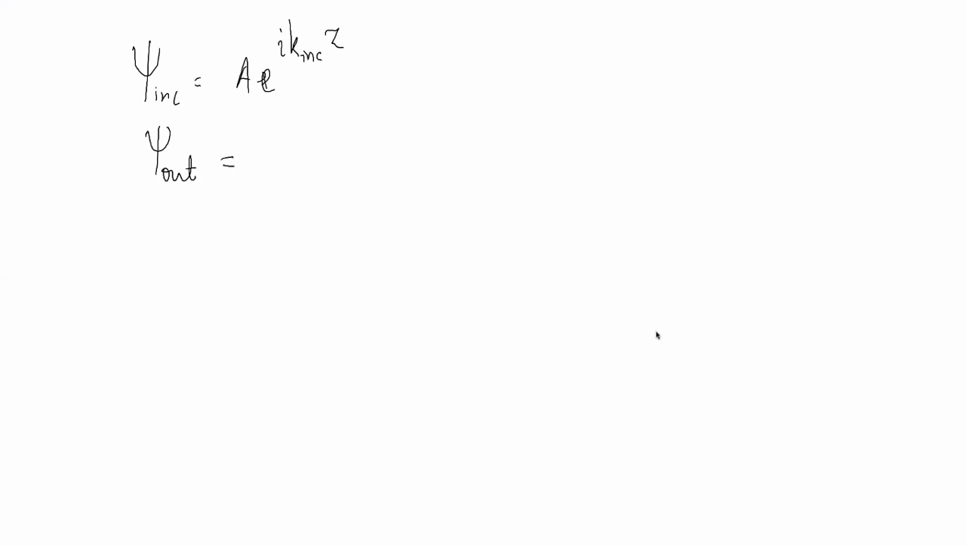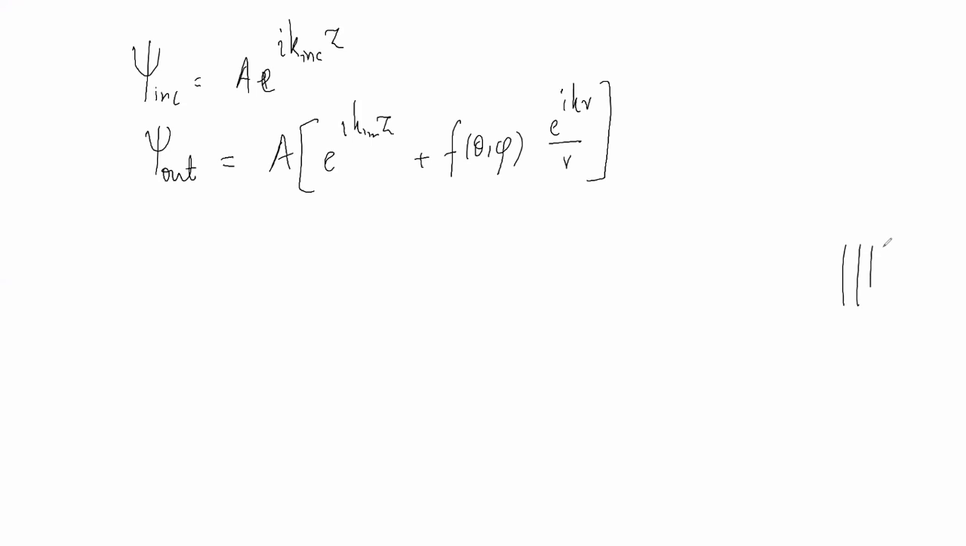Can anybody tell me? We have talked about scattered wave, we have talked about incident wave. What about the outgoing wave? What will be the outgoing wave? The majority will be the same as that of the incident wave. Then the outgoing wave will consist of unscattered wave plus scattered wave. That means this will be e to the power i k incident z plus f theta phi e to the power i k r by r. Is it not? This is the incident wave.